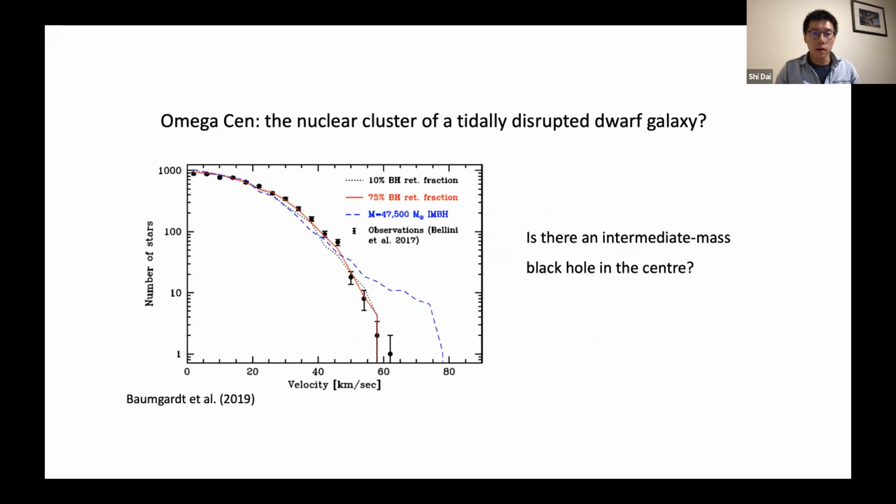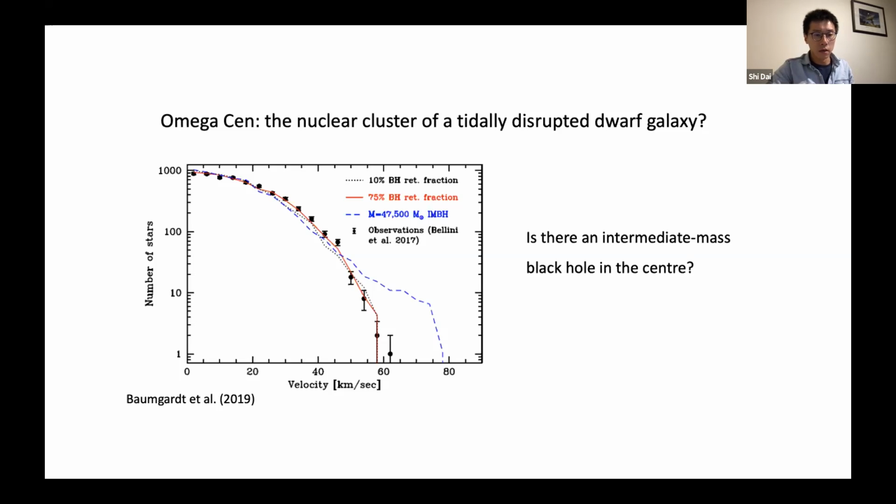And today I'm going to just very briefly touch on two, which are related to the topic today. The first one is: is there an intermediate mass black hole in the center of Omega Cen? Since we speculate that it was the nuclear cluster of a dwarf galaxy, and we saw evidence of intermediate mass black holes in dwarf galaxies, people argue there's possibly also a black hole in the center.